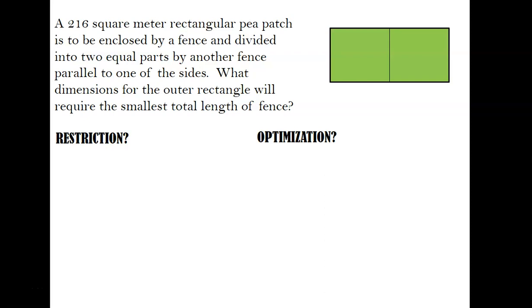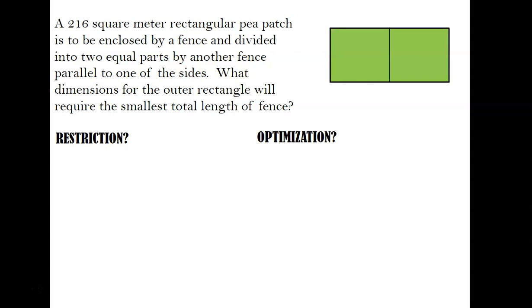So in this problem, they tell us we have a 216 square meter rectangular pea patch. That's very important. They're growing peas. And it's to be enclosed by a fence and divided into two equal parts by another fence parallel to one of the sides. So you can see in the picture I drew there, I have a rectangular area cut in half by a fifth piece of fencing. They want to know what dimensions for the outer rectangle will require the smallest total length of fence.